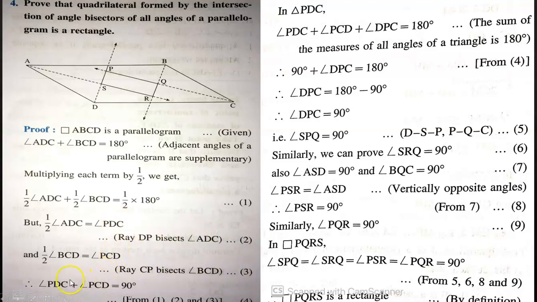So from 1, 2 and 3 I can say that PDC plus PCD is equal to 90 degrees. Look at statement 1, 2 and 3. Half ADC, that is PDC. Half BCD, that is PCD. And half of 180 is 90. I'm going to name this as statement 4. Now in triangle PDC, angle PDC plus angle PCD plus angle DPC is 180 degrees. Sum of measures of all angles of a triangle are 180 degrees. And I know the addition of these both is 90. So 90 plus DPC is 180. From here I can find DPC as 90 degrees.